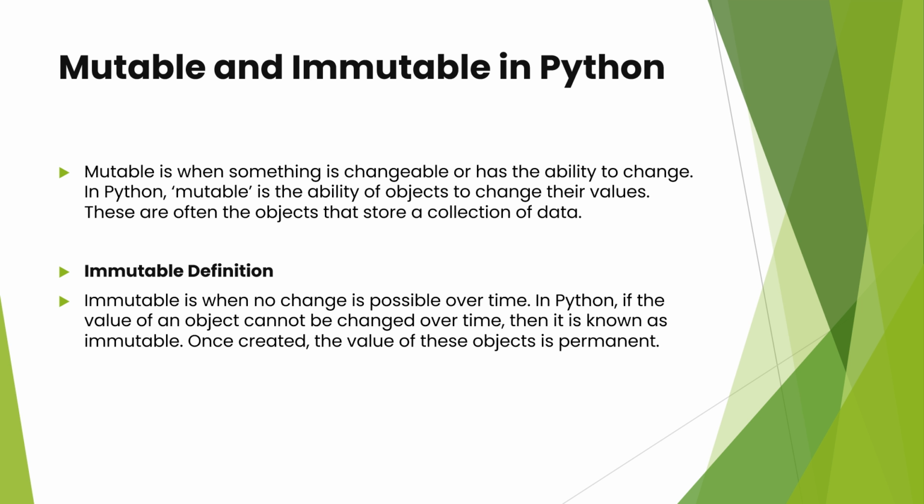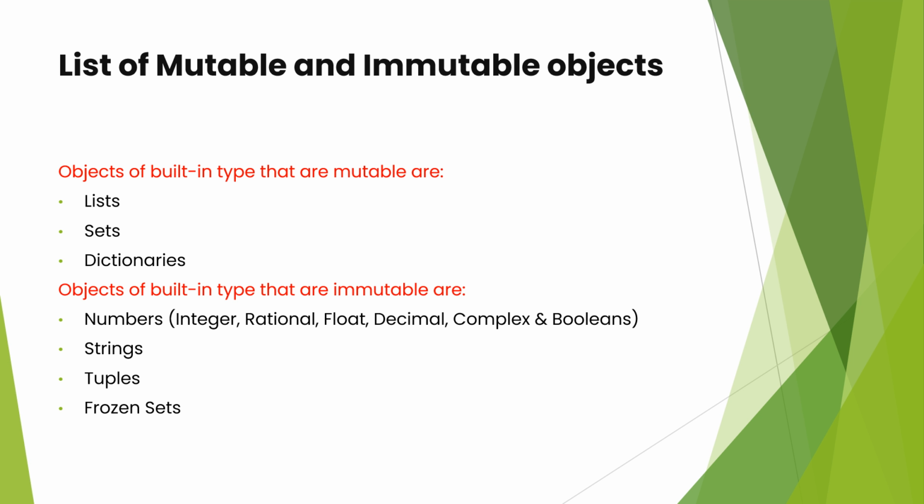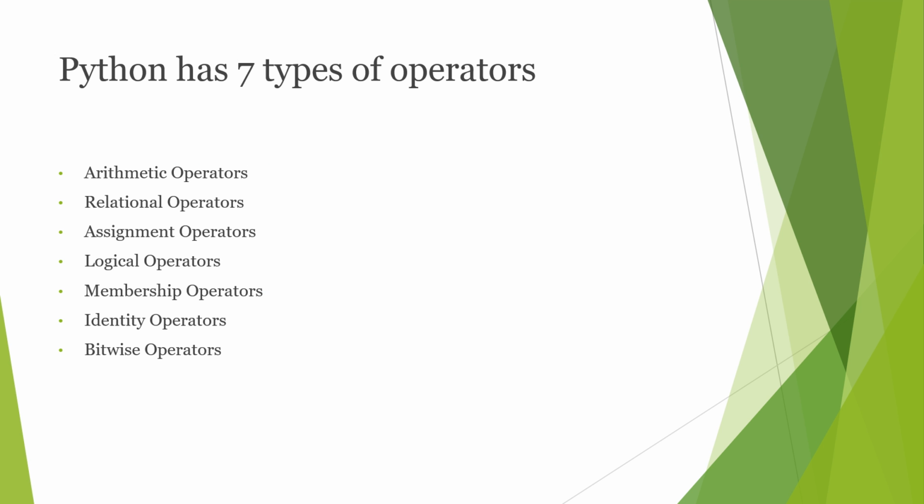And immutable is when the possibility to change is not there. When we want to check the list of mutable and immutable, lists, sets, and dictionaries are examples of mutable objects, where it can be changed, the order can be changed. But the others are immutable, when it's a number, string, tuple, or a frozen set. These are the different types of immutable objects which cannot be changed.